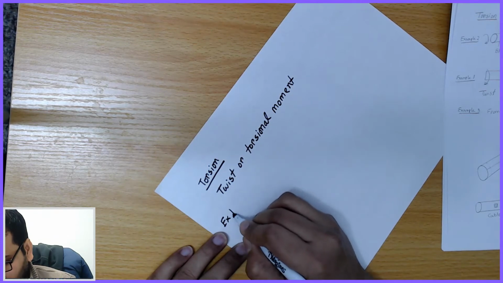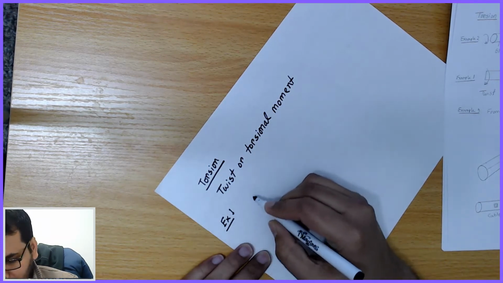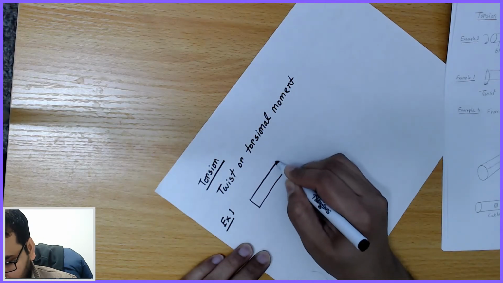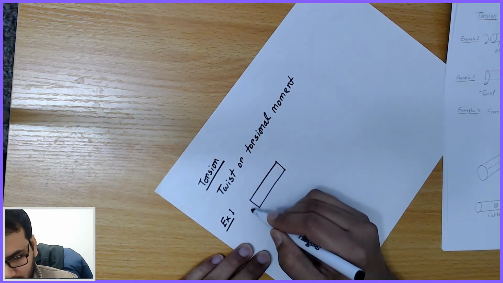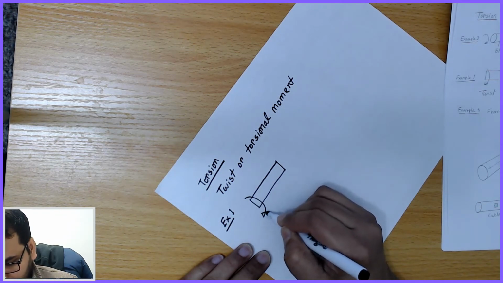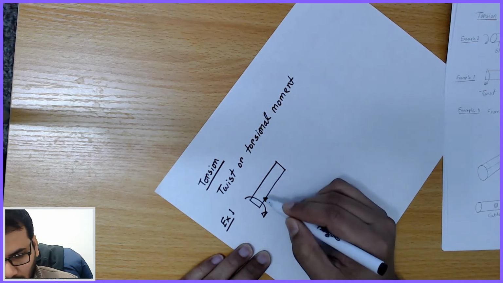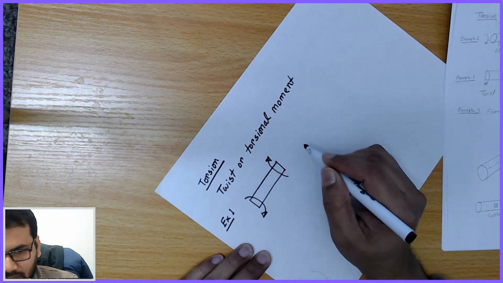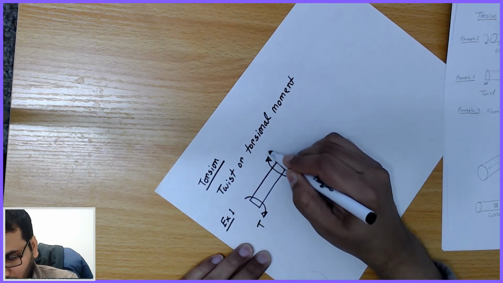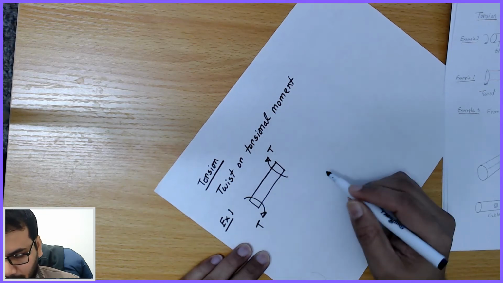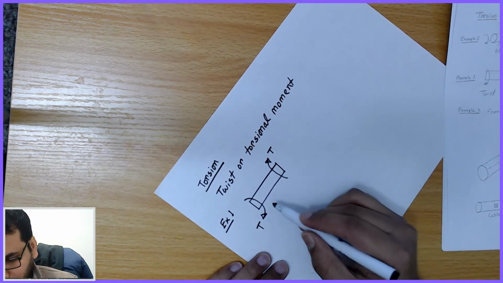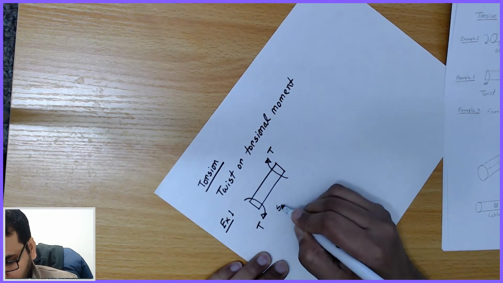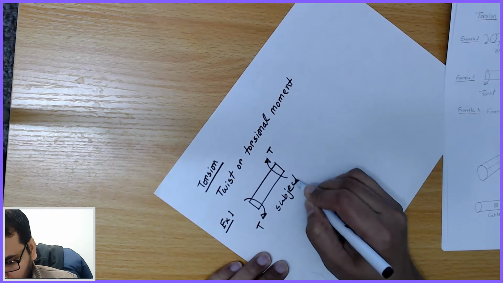So example 1. In this example, say a member, this end is rotated clockwise and the other end is rotated counterclockwise. Because of that, this member is subject to a twist.